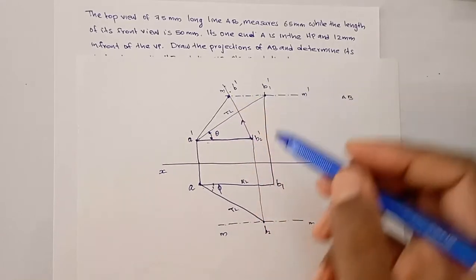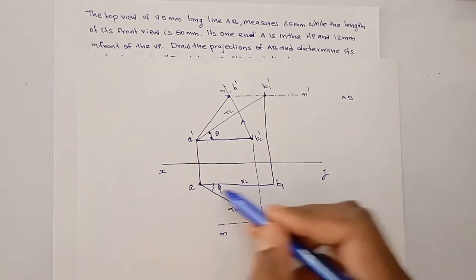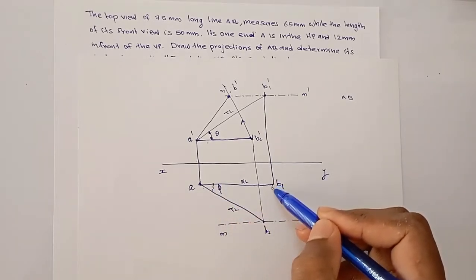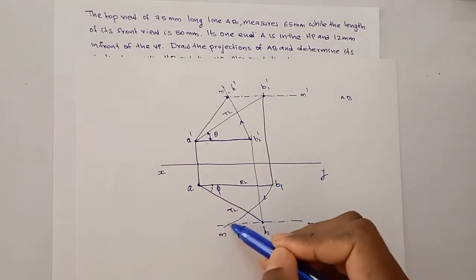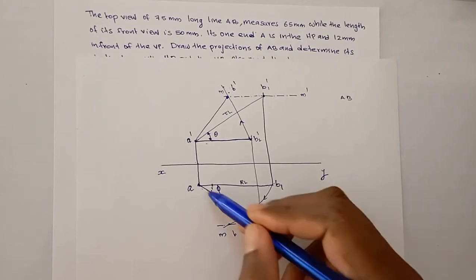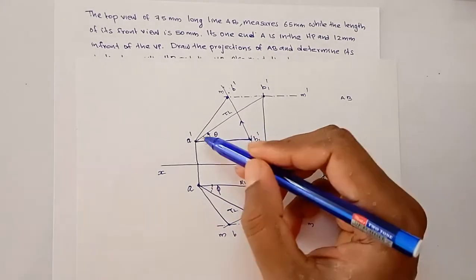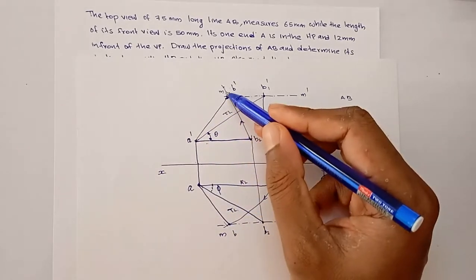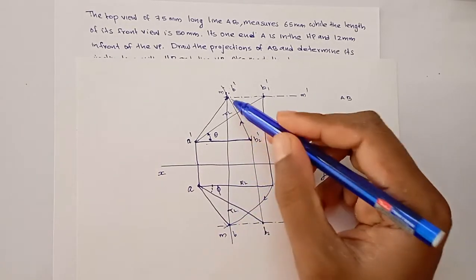And what about the original top view? We already got the length of the top view. Just transfer this length from here to here. This is our AB. This is our front view and this is our top view, and this front and top view will be in the same line, right?